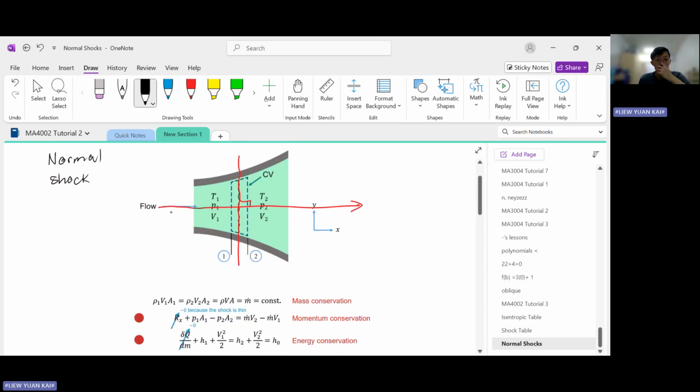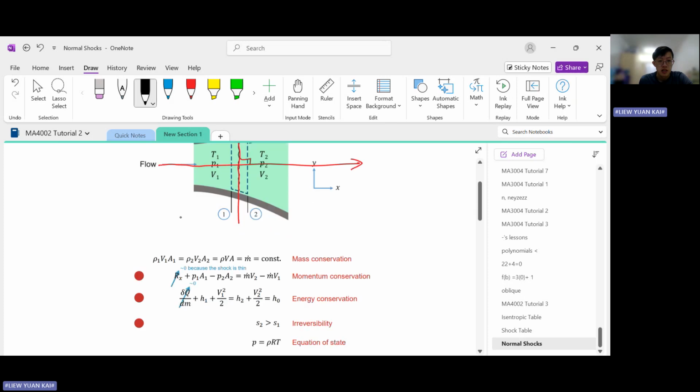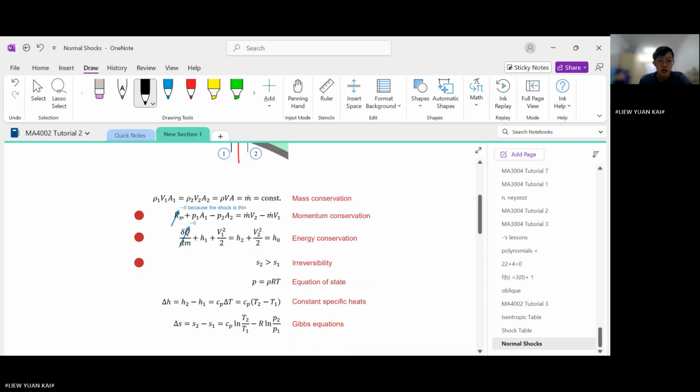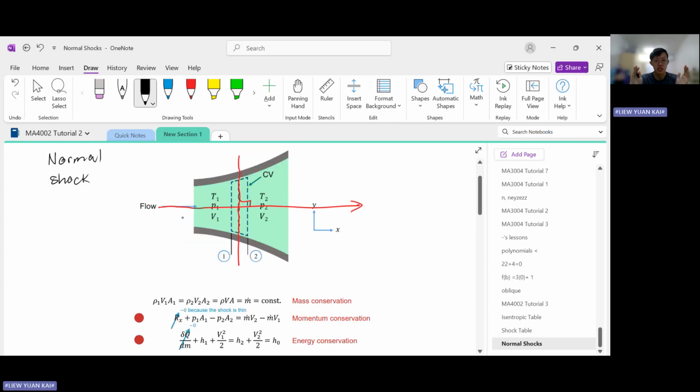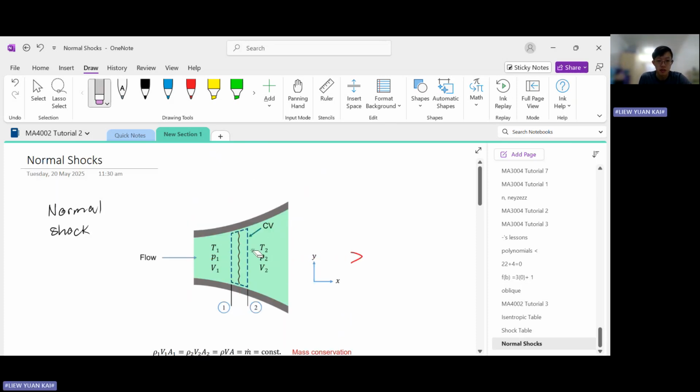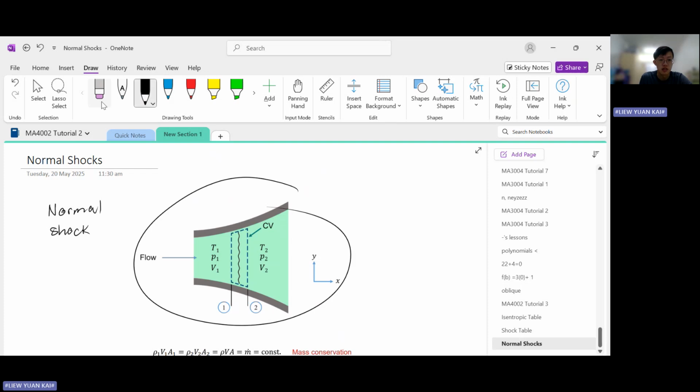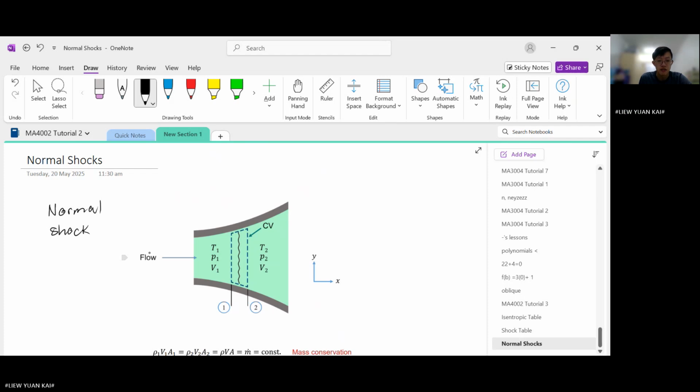So how do you deal with normal shocks? I need to describe to you the structure of a normal shock. Suppose we're given this example: a varying area nozzle, with fluid flowing to the right, and there happens to be a shock somewhere inside this nozzle.